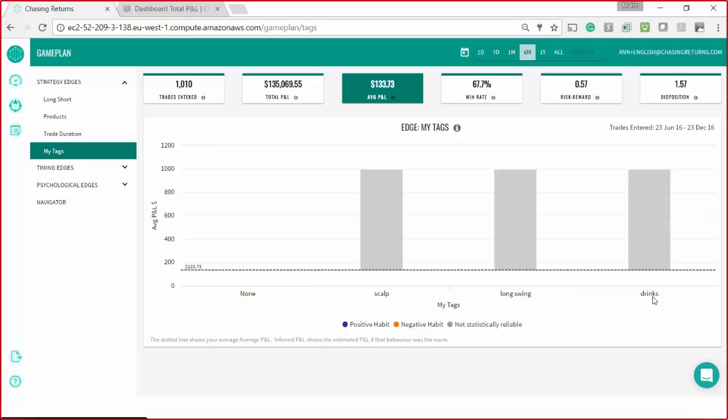So the one on the right is drinks and scalp and long swing. That's great. I think these are the three tags that I came up with, right? And that's probably why it populated the three bars now. Yes, absolutely. And they have no color because there are only a couple of trades in each. Yeah. So you would want a significant pattern of behavior before you would see that turning purple. So you'll have to drink a lot of beer before you know if it's a good or a bad habit.